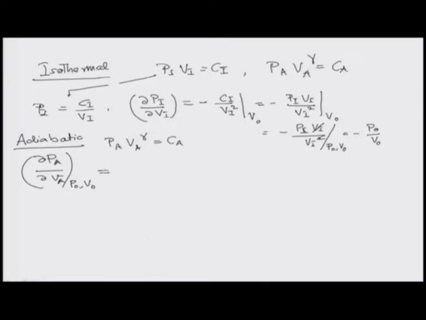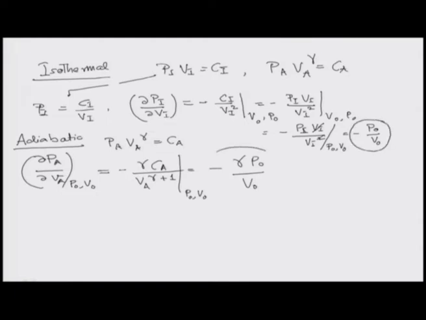If you calculate this, this turns out to be gamma Ca by Va to the power gamma plus 1. Now, what is Ca? Ca is Pa Va to the gamma, and remember I am calculating at P naught V naught. Here also it is better to mention that it is P naught V naught. So, if I do that, immediately one can calculate, I will not show all these steps, gamma P naught by V naught. So, you compare these two.